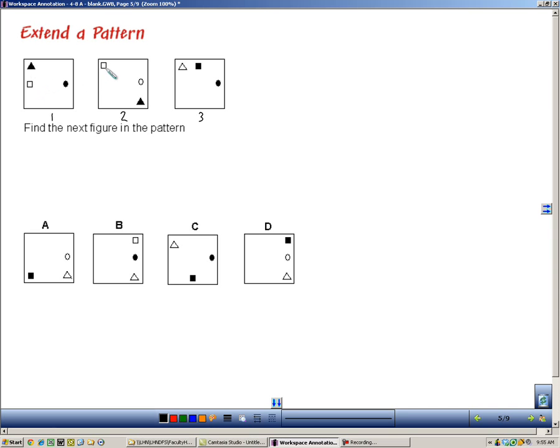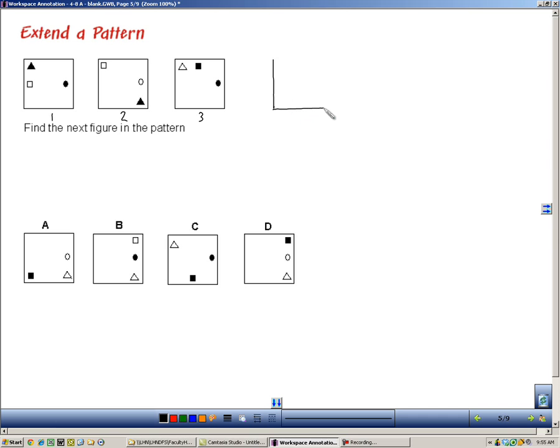And I notice that the square is on the left corner and it's open. Then I notice that the square is on the top and it's closed. So to me that looks like it's working its way clockwise. It's working its way around the square. That's what it looks like. And then every 2 it's jumping to a solid one.